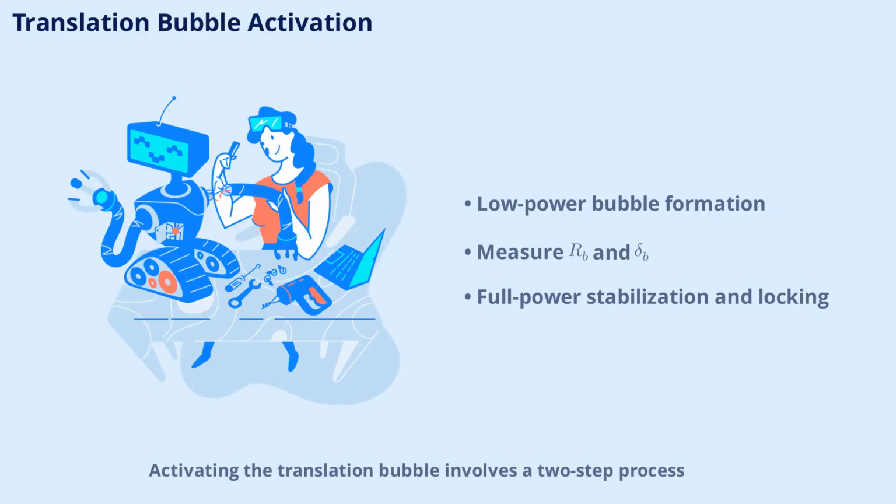Activating the translation bubble involves a two-step process: low power formation and full power stabilization. The vacuum index modulation is gradually increased, with bubble radius and boundary thickness measured and adjusted for symmetry. Once stabilized, the bubble parameters are locked, ensuring safe and efficient operation.